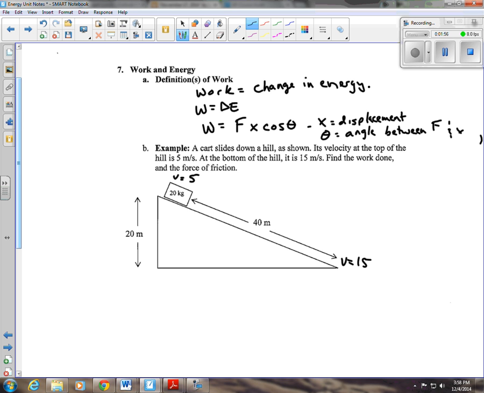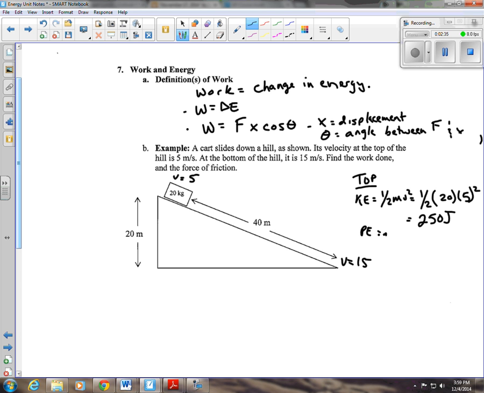Now, there are two ways to find work. One is change in energy. One is this Fx equation. Now, when I look at this problem, I go, oh, sliding down a hill, that looks like potential energy, kinetic energy stuff. So I'm going to try that rather than trying the Fx cosine theta. So, top of the hill. I can find the kinetic energy. Kinetic energy is 1/2 mv squared. So 1/2 times 20 times 5 squared. And that's going to give me a kinetic energy of 250.